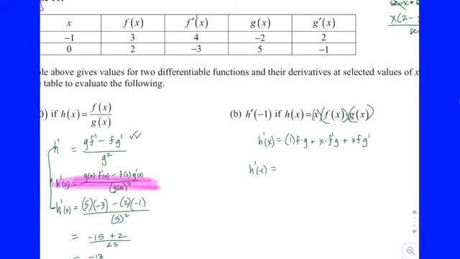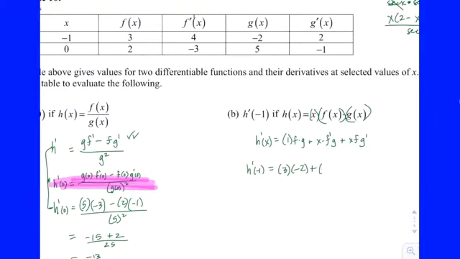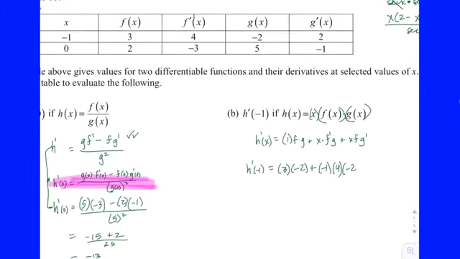So f of negative 1 is 3. G of negative 1 is negative 2. Plus. Now in this middle term, what do I do for x? X is not in the chart. Yeah, it is given to be negative 1. So then f prime of negative 1 is 4, and g of negative 1 is negative 2. Notice I'm using parentheses instead of dots. And then negative 1, f of negative 1 is 3, and then finally g prime of negative 1 is 2.